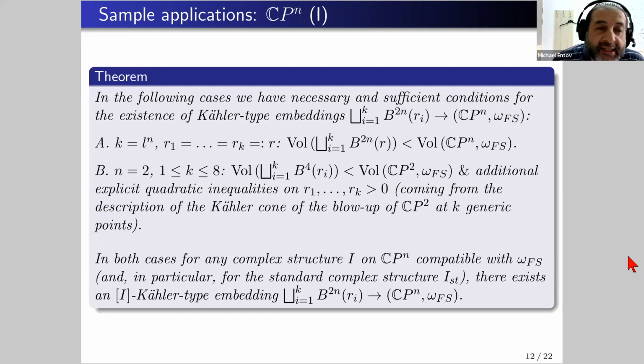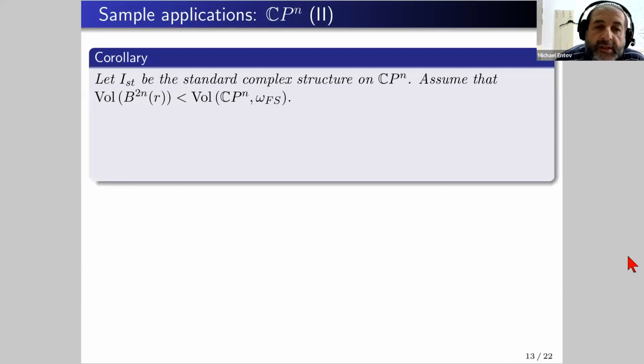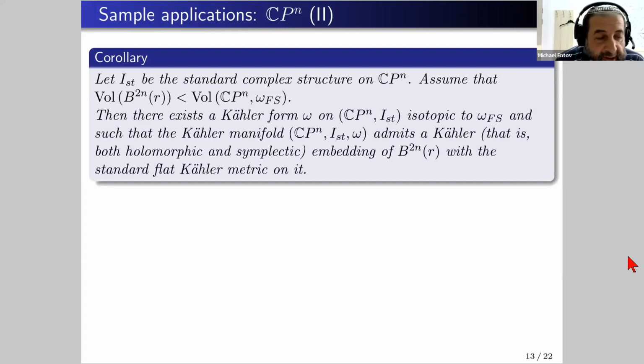Okay, so that was the existence of Kähler-type embeddings of balls into CPN. Now, here's one particularly nice corollary of this. Consider the standard complex structure in CPN and assume you have a ball of volume less than the volume of CPN. Then you can find a Kähler form omega on this complex manifold, isotopic to the standard Fubini-Study form, such that the resulting Kähler manifold admits a holomorphic and symplectic embedding of the ball with the standard flat Kähler metric on it.